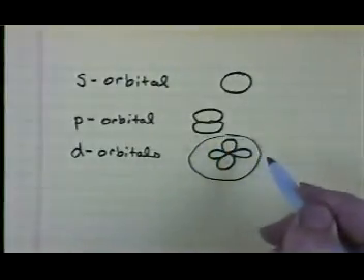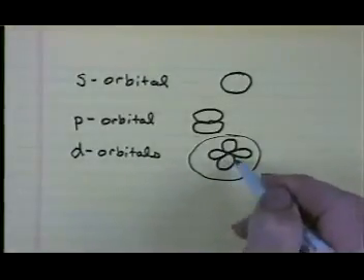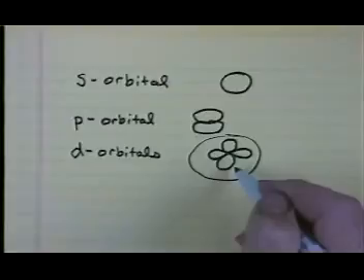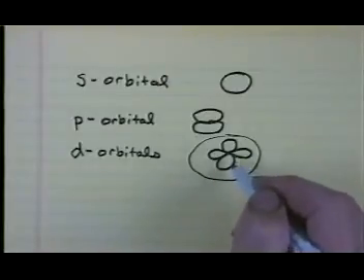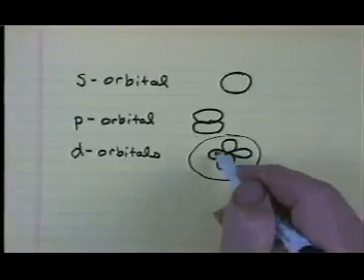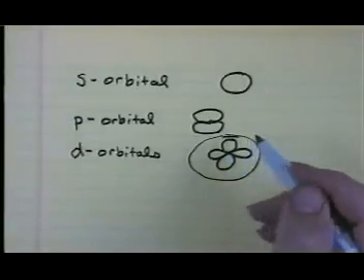This d orbital, likewise, has room for just 2 electrons. It looks like there's 4 orbitals, but there's not. There's just 4 lobes to this one orbital. Room for only 2 electrons.